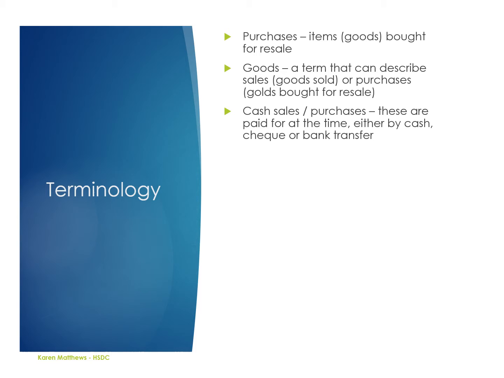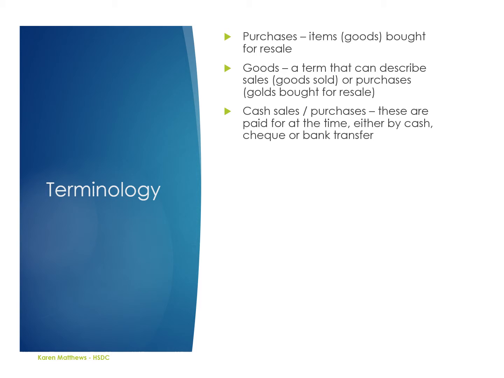Cash sales and purchases. This is an important distinction to make between cash sales and purchases and credit sales and purchases. So cash doesn't necessarily mean cash. It can be either cash, cheque or bank transfer. But these are transactions that are paid for at the time. So a cash sale, the customer pays you either by cash or by cheque or by bank transfer, possibly even credit card at the time the sale is made. Same applies with purchases. Those goods are paid for at the time, so no credit has been allowed.